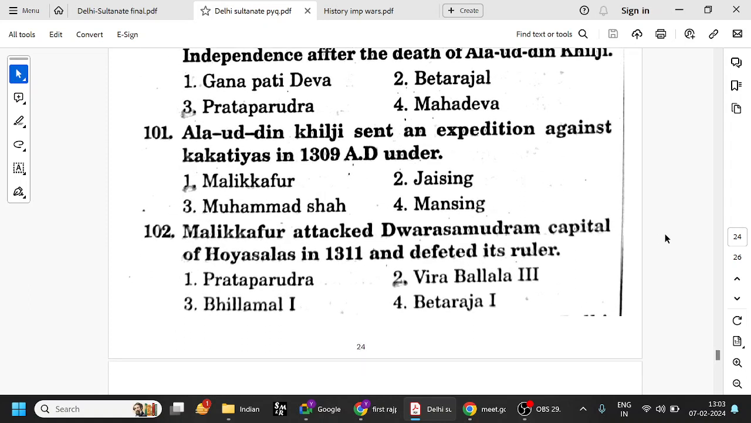So Alauddin Khilji sent an expedition against Kakatiyas in 1309, Malik Kafur. So we have seen in previous questions, right? In 1303, Kakatiyas defeated Alauddin Khilji, and again in 1309, Malik Kafur himself was defeated.